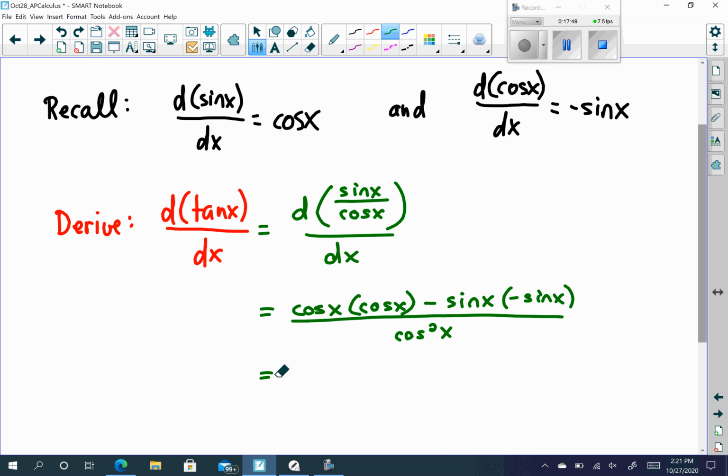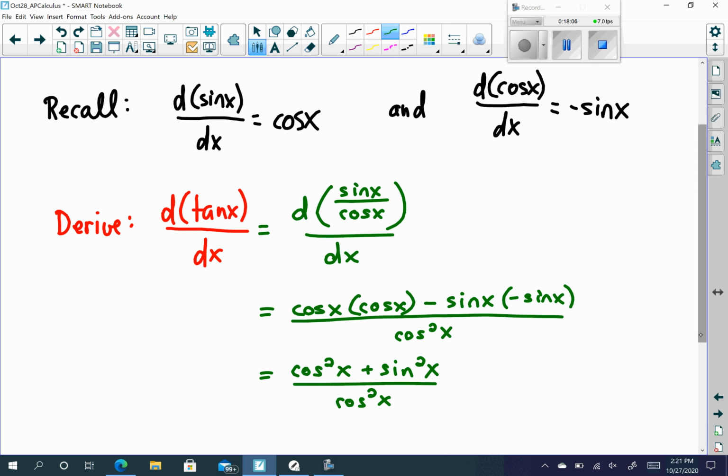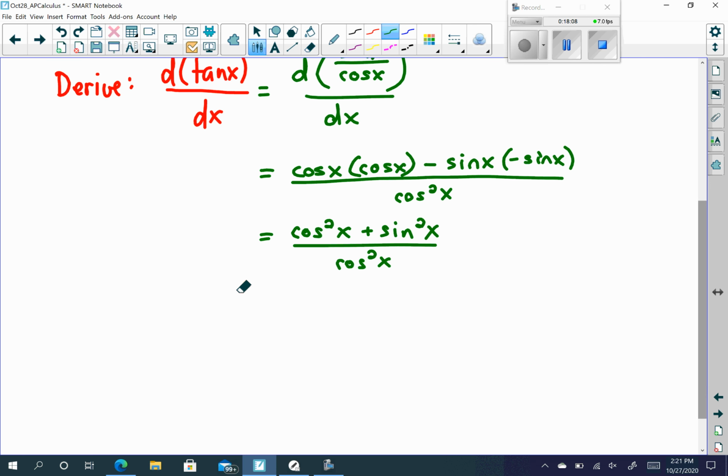But now we could do a little bit more with this. We definitely don't want to have to memorize it this way. So cosine x times cosine x is cosine squared x. Negative sine x times negative sine x is positive sine squared x, all over cosine squared x. Again, we don't want to leave it like this. That's a lot to try to memorize. But that numerator should look familiar. It's a Pythagorean identity. So we're going to have 1 over cosine squared x.